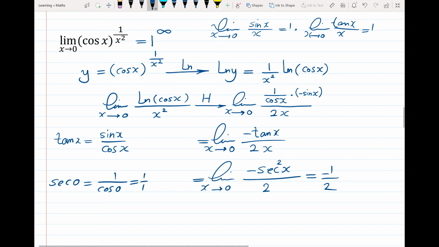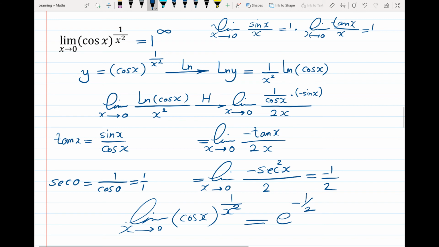So the limit of cosine of x to the power of 1 over x squared as x approaches 0 is e to the negative 1 over 2. Or if you like, you can rewrite your answer as 1 over square root of e.